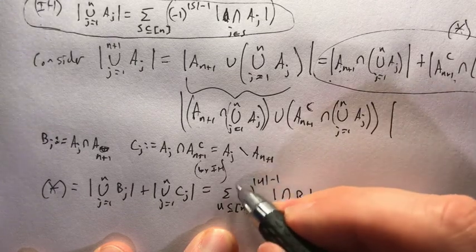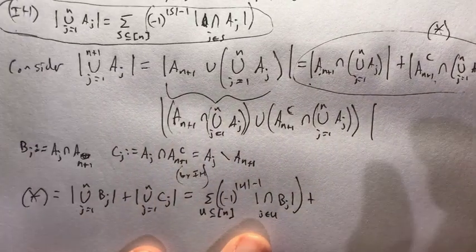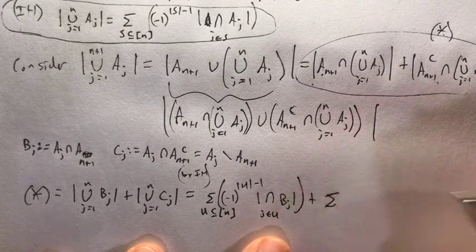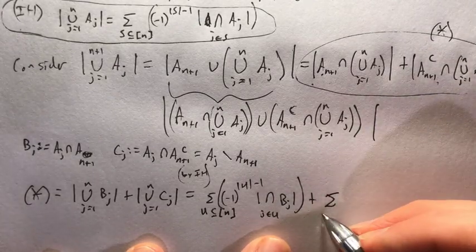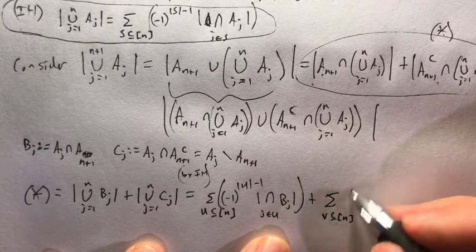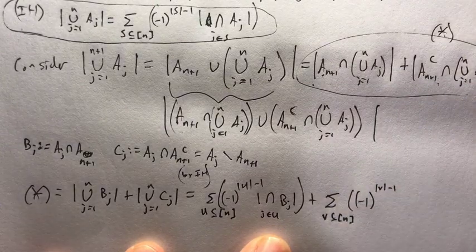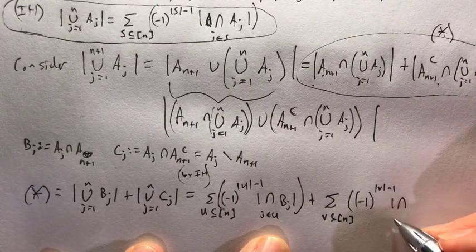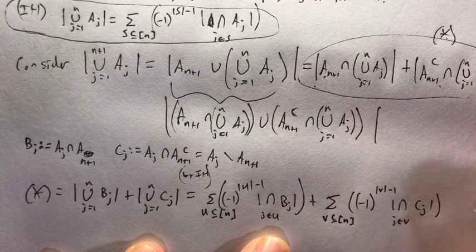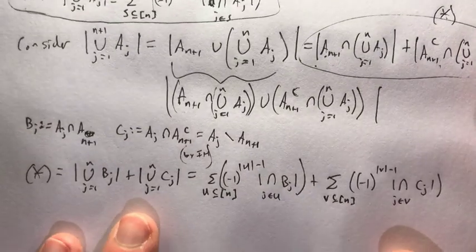So I've got this, plus, now I'll run the same game for C, except for C, instead of using U, I'll use V. So summing over all subsets V in [n], where I've got -1 to the size of V minus 1. And now I've got this indexed intersection where j ranges through the set V of C sub j. Okay, so let's see what we've got here.